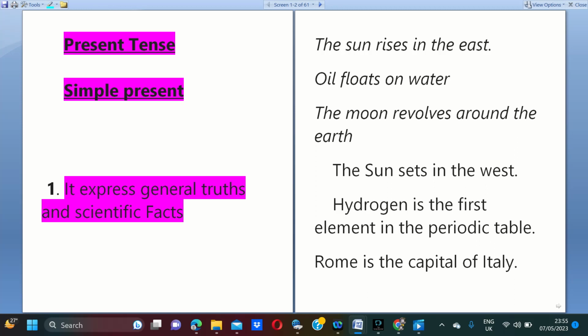What is tense? How is it useful? What are the different types of tenses? When can we use each tense? These are all covered by me in this video.